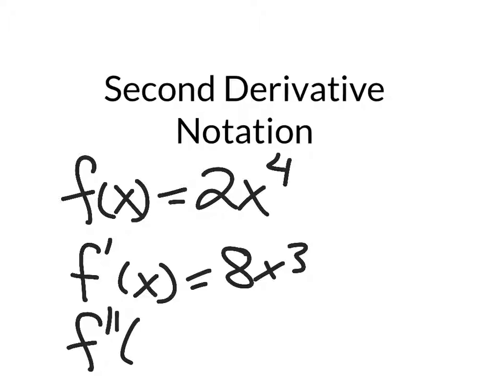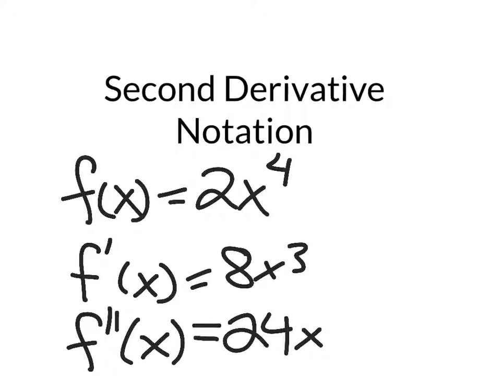So it's essentially two apostrophes next to each other. It's not an 11, and it's not a geometry parallel sign. It's just f double prime is what it's called in Newton's notation. And so we would get 24x squared. So this thing right here is called the second derivative of f of x. You've taken the derivative once, and then you've taken it again.